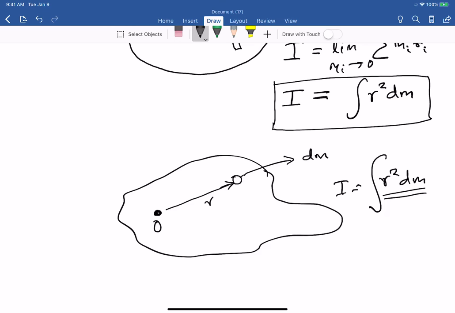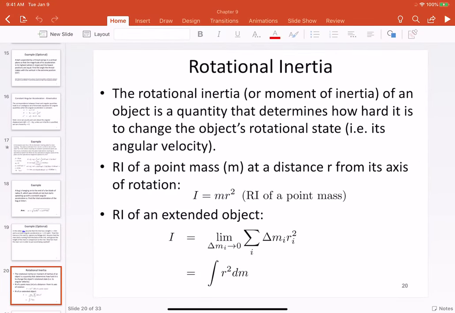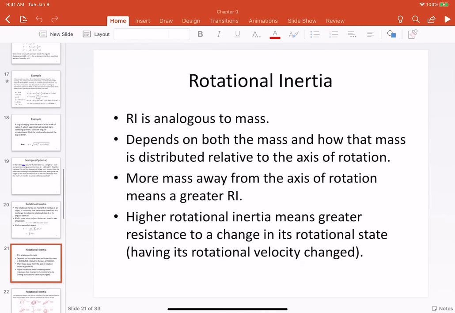All right. Now, here are some properties. In the next slide, we're going to talk about some properties of moment of inertia. Okay, so first of all, notice that moment of inertia is analogous to the mass. You know that there is inertia associated with mass. We talked about that a long, long time ago. Mass is a measure of inertia.